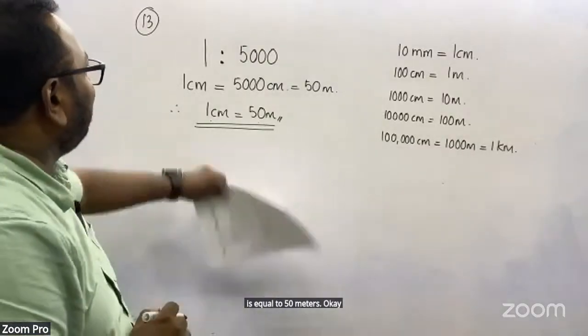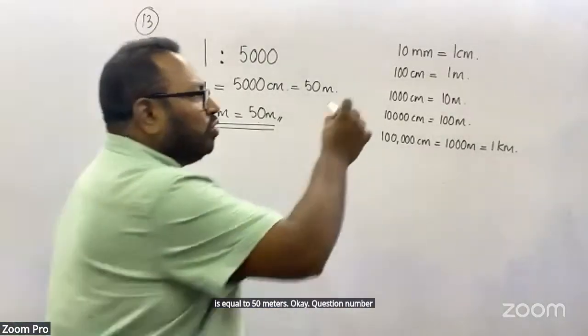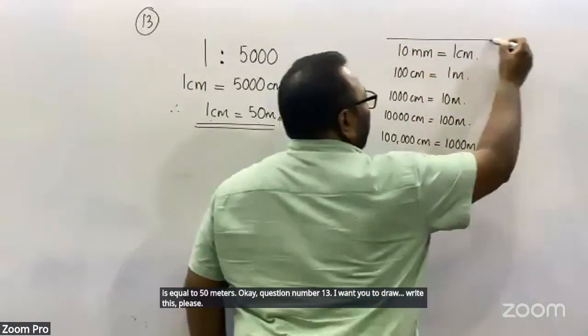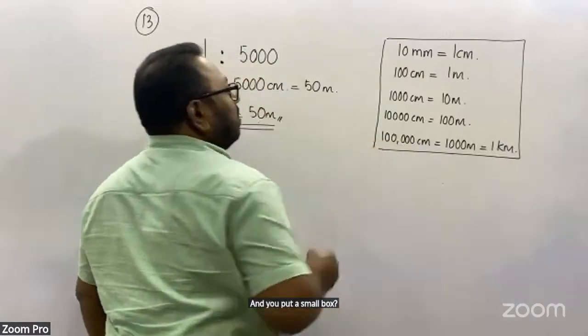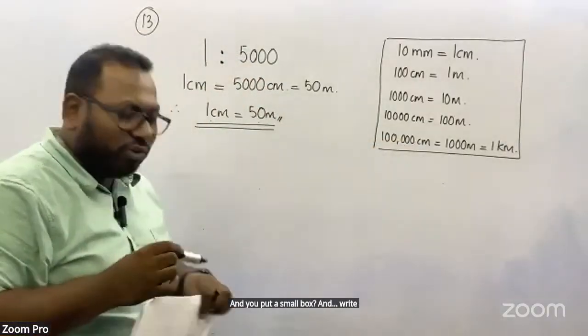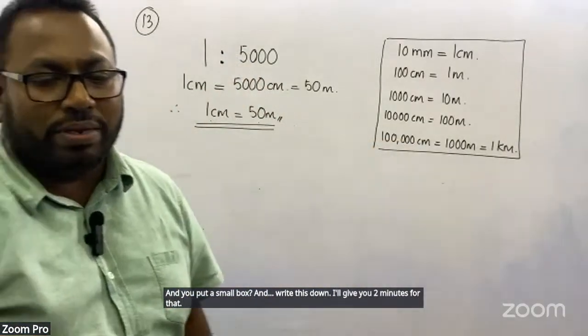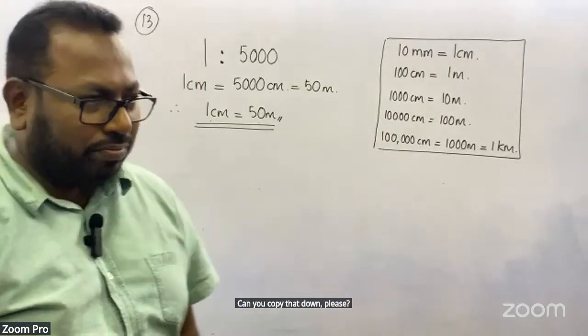Okay. Question number 13. I want you to write this, please. Can you put a small box and write this down? I'll give you 2 minutes for that. Can you copy that down, please? Copy it down.